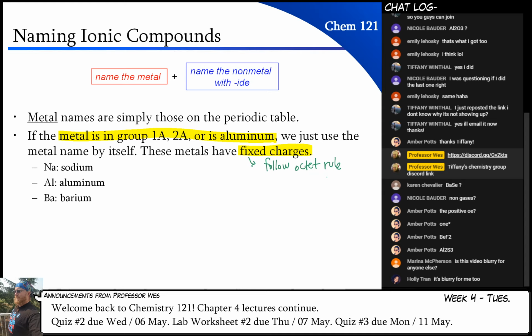For example, sodium will always be +1 because it has 1 valence electron. Barium will always be +2 because it has 2 valence electrons, and you're getting rid of them both in each case. But what happens when we get to things like transition metals? They don't follow the octet rule, so we need to be more specific because we don't know their charge based on their name. Here's how we indicate that.